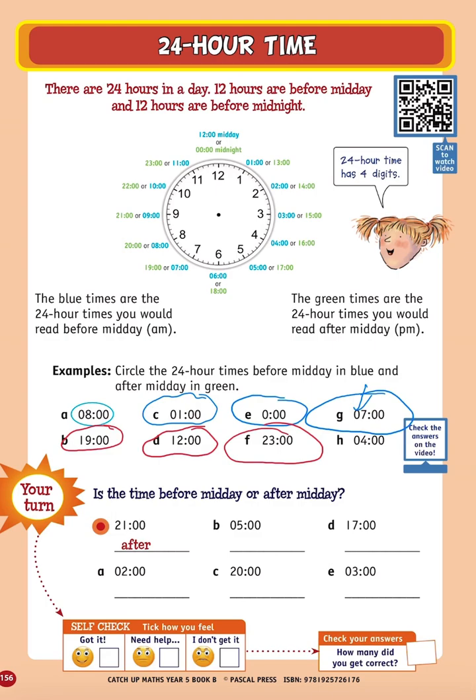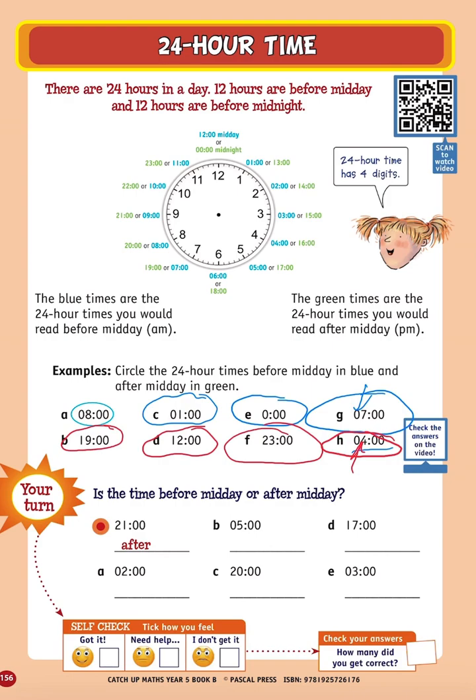Remember, any number smaller than 12 is in the morning, and any number bigger than 12, or 12 itself, is in the afternoon. And here we go to 0400, and that would definitely be in the morning, because that's smaller than 12. 4 is smaller than 12, so it is in the morning.